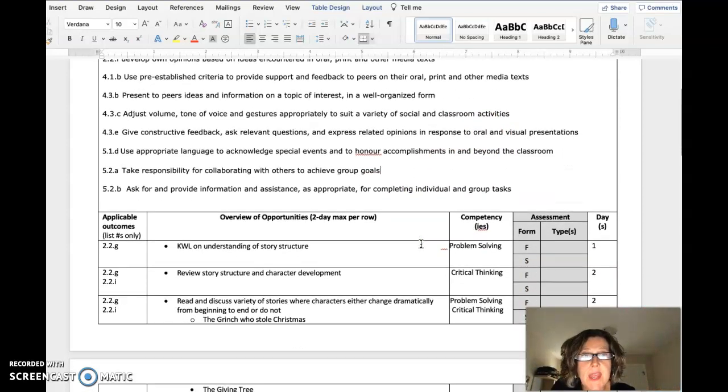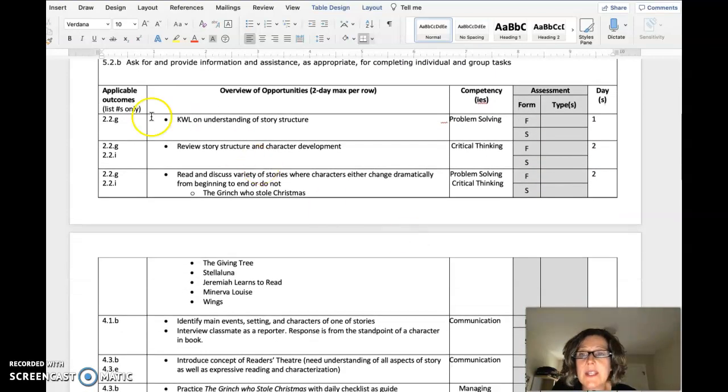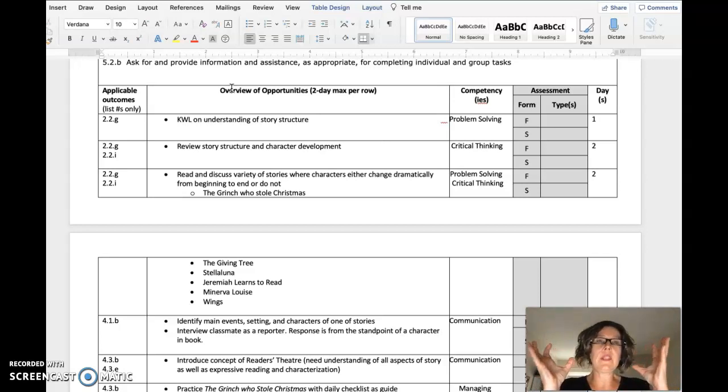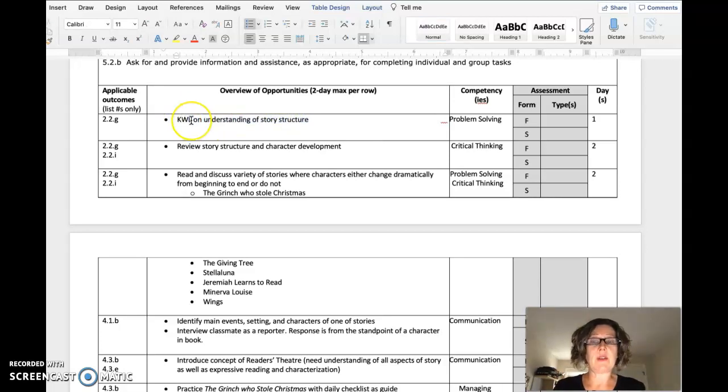Okay, so then what you're going to do in your unit plan is put the applicable outcomes here, list only the numbers. Then you're going to give an overview of opportunities. This is again that bridge from that overall year plan to the specifics of a lesson plan. So for example, in my Reader's Theater unit, I'm going to start with a KWL on understanding of story structure. So what do you know, what do you want to know, and then at the end, leaving the L blank for the end. Okay, so that's my overview.